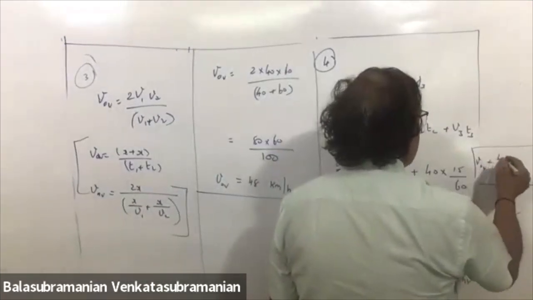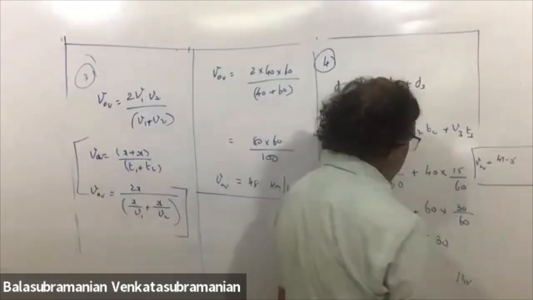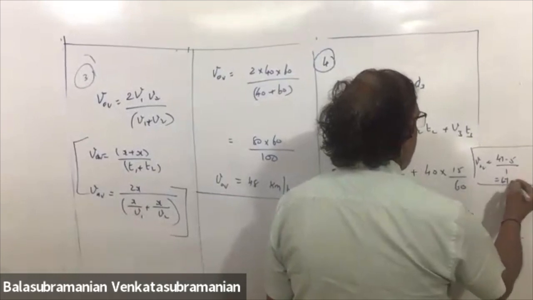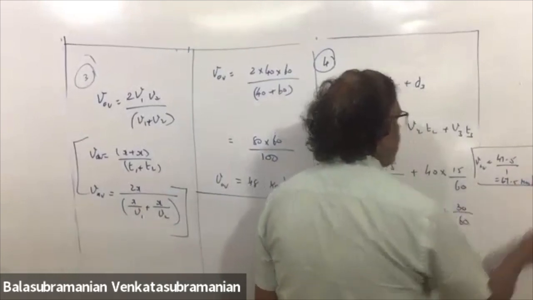V average is equal to 47.5 kilometer by 1 hour. So 47.5 kilometer per hour.